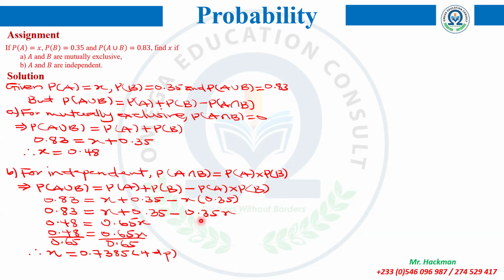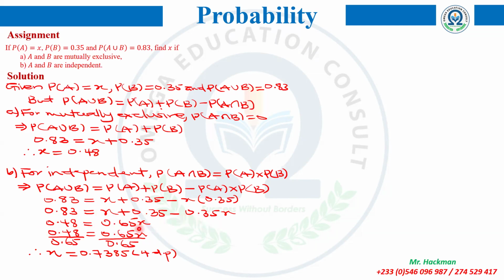0.48 is equal to, then this one will give me X minus 0.35X, and that's the same as 1 minus 0.35, like terms. Okay, so 1 minus 0.35 will give you 0.65. Then you attach your X.